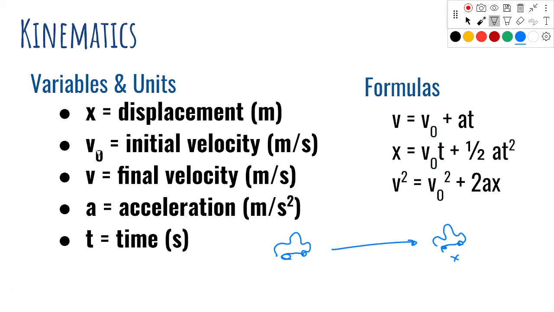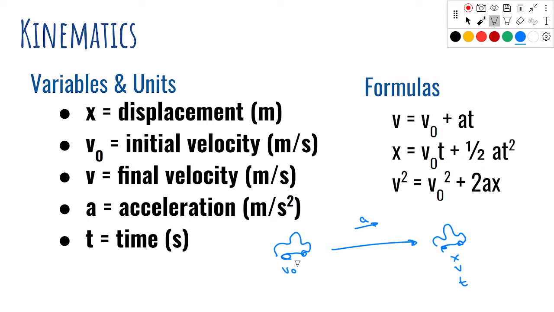V naught, or V sub 0, the velocity at time 0. How fast am I moving at the beginning of the problem here? And V would be the final velocity. Over here I reach some other speed, V. The A stands for the acceleration. I'm speeding up that whole way, and so I usually draw that up here on top. And the T is how long it takes to get there.